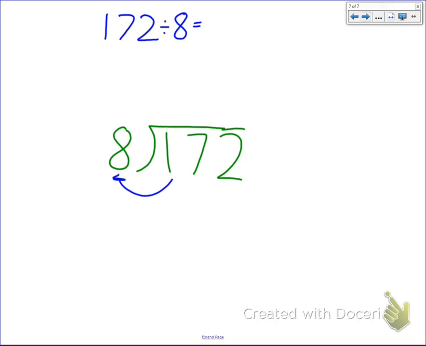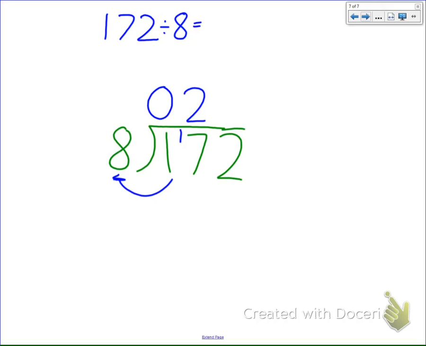How many times does 8 go into 1? It goes into it 0 times. How many remainder? There is 1 left over. How many times does 8 go into 17? Let's do our 8 times tables. 1 8 is 8. 2 8's are 16. What's 3 8's? 24, that's right. That's too high. So I need to come back down.